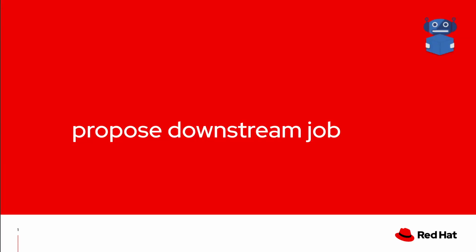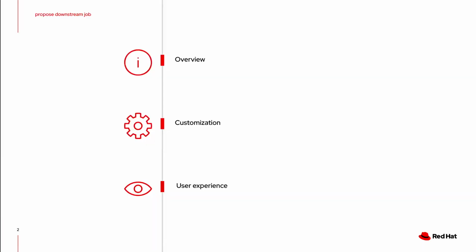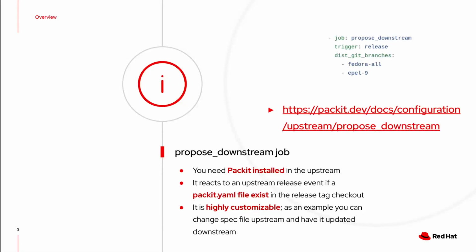Hi, in this guide we will see all the details of the proposed downstream job. A job overview, how to customize it, and how can be your user experience. For using the proposed downstream job, you need to have Packit installed in GitHub or configured in GitLab. The release source code must have a Packit configuration file with an entry for the proposed downstream job.